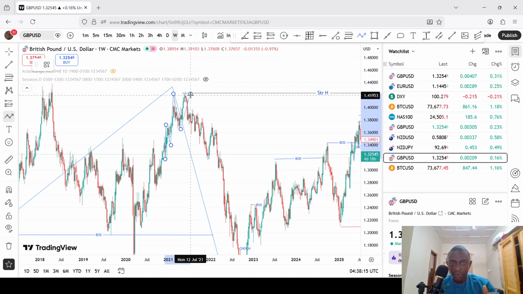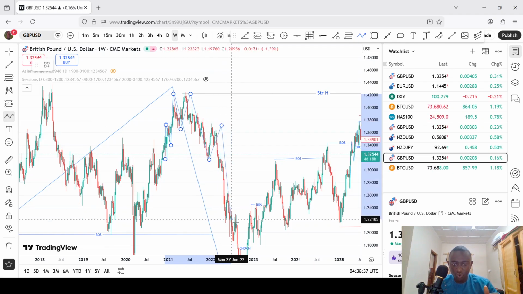Okay, so price came from this point. We saw that it was making some series of moves until it came down to this part, breaking this side, right? Something like this. Then it came all the way here before going down.